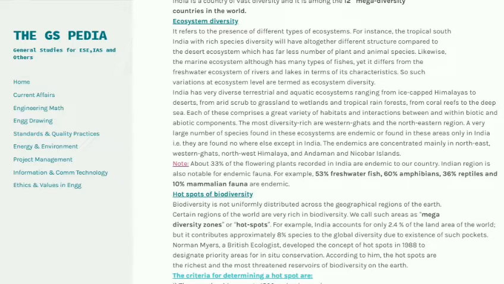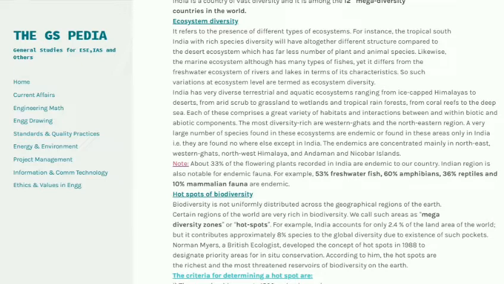Note: about 33% of the flowering plants recorded in India are endemic to our country. The Indian region is also notable for endemic fauna. For example, 53% of freshwater fish, 60% of amphibians, 36% of reptiles, and 10% of mammalian fauna are endemic.